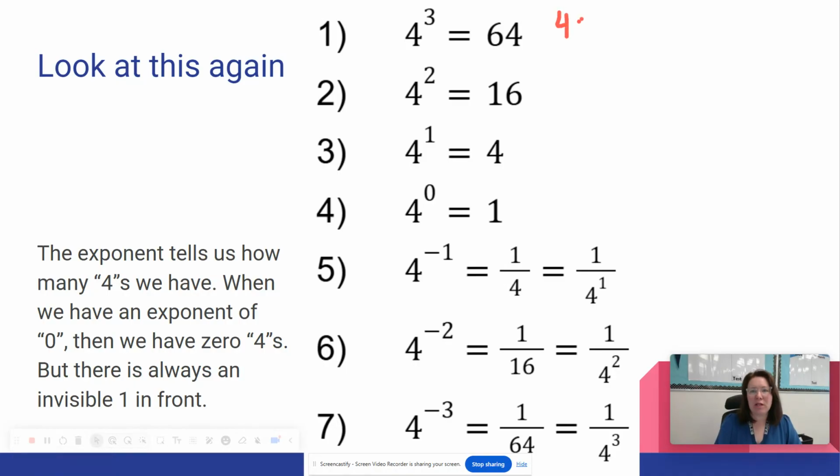So that'd be like 4 times 4 times 4. Well, just like we mentioned before, there's always that invisible 1 in front. We just don't write it because that'd be silly. Okay, here there's 2 of them, so 4 times 4. There's that invisible 1 always out there in front. We just don't write it.